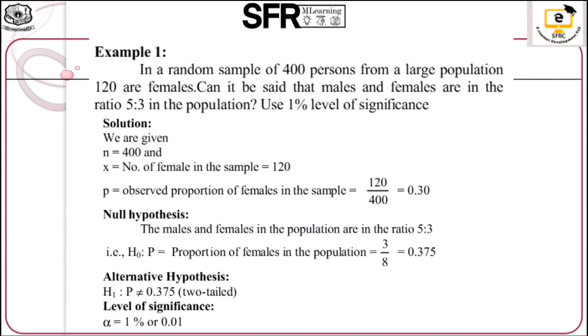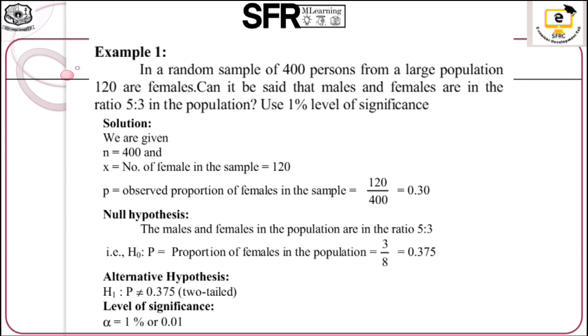For example, in a random sample of 400 persons from a large population, 120 are female. It is said that males and females are in the ratio 5:3 in the population. Use 1% level of significance. Here the sample size is 400 and the number of females in the sample is 120. P is the observed proportion, which is 120 by 400, equal to 0.30. First we set the null hypothesis, that is the given proportion is true.